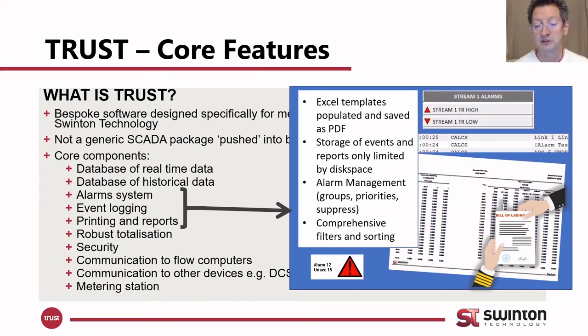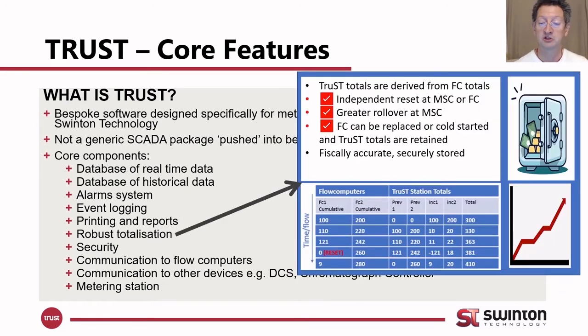Our alarm management includes grouping, prioritising and suppressing of alarms. TruST totals are not simply summations of totals you find at the flow computer. They are derived from differences in flow computer totals to generate a TruST increment, and that is applied to all the TruST period totals. It gives you several key benefits.